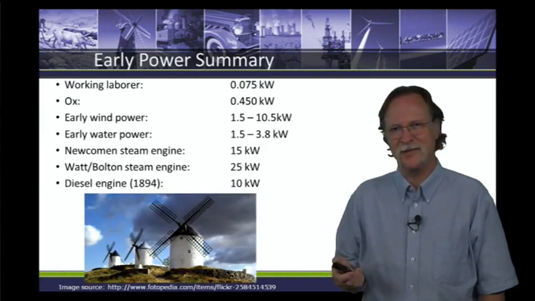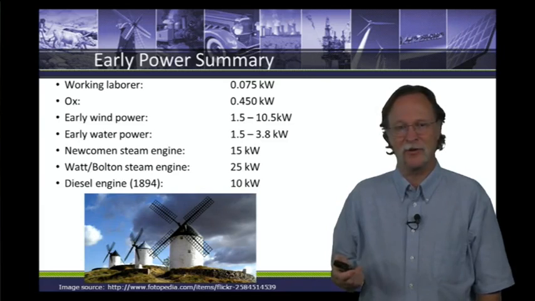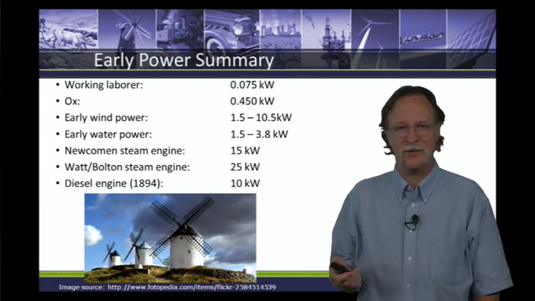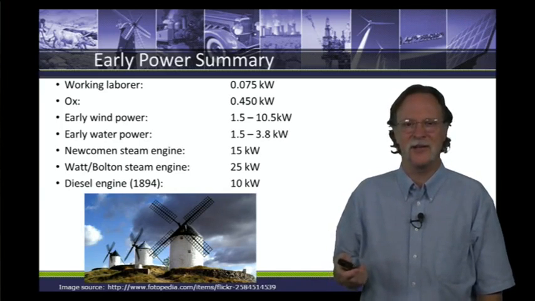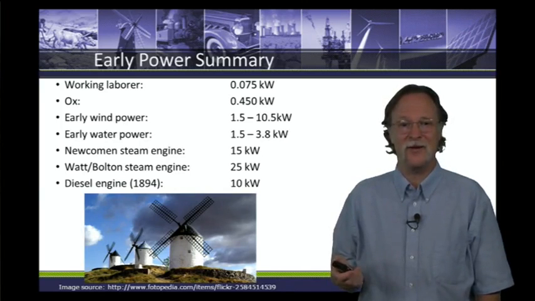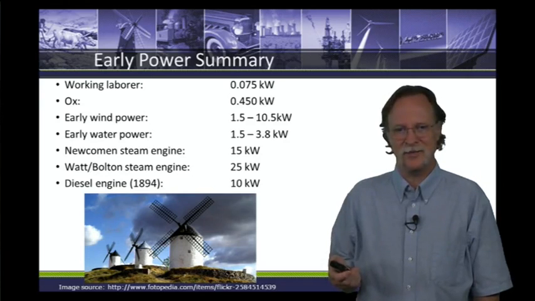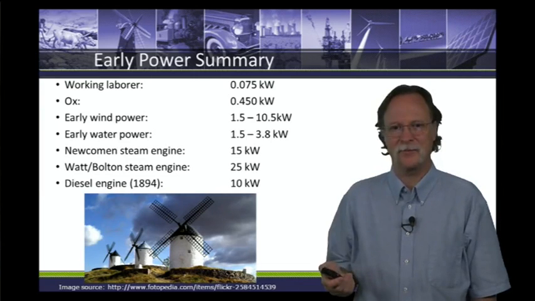So to summarize this, an early working laborer, and even laborers today, about 0.075 kilowatts output. An ox, about 6 times that, or 0.45 kilowatts. Early wind power, 1.5 to 10.5. Early water power, 1.5 to 3.8 kilowatts. And holy cow, now we're off to the races. Newcomen steam engine, 15 kilowatts. Watt-Boulton, 25 kilowatts. A diesel engine, now we come into the late 1800s, and Diesel comes up with a diesel engine, and its output is 10 kilowatts. Now we got something going for us.